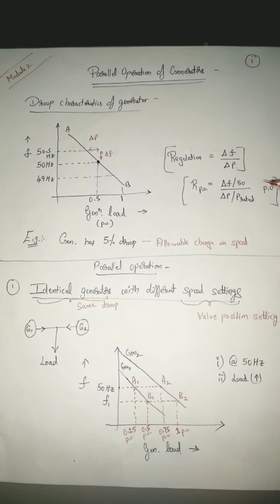It can also be expressed in per unit by dividing the actual value by the base value. Base frequency is 50 Hz and P rated is the rated power. When you divide delta P by rated power, you get the per unit quantity of power, and dividing delta F by 50 gives the per unit quantity of frequency. So ultimately you get the regulation in per unit.